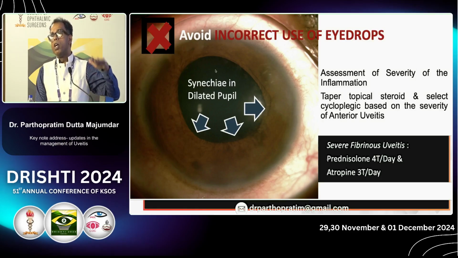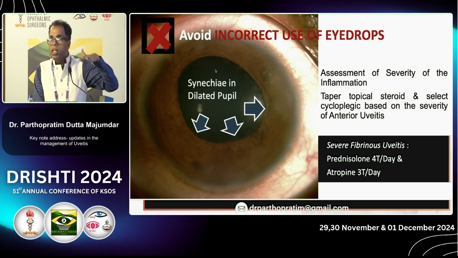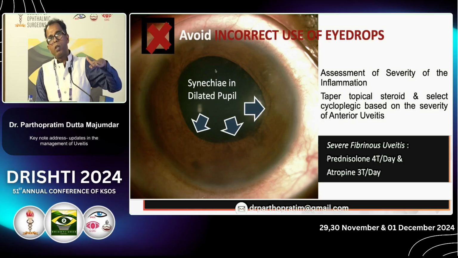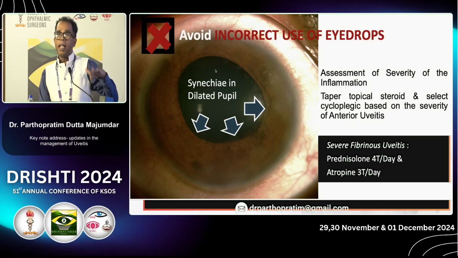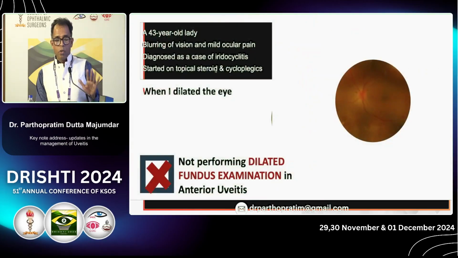gradually taper down. So, if your tapering of the topical steroid is too quick, you are just tapering the topical steroid, but the patient is on atropine, there are chances that the patient can develop synechia in a dilated pupil, and that will cause a lot of trouble because you will have a lot of photophobia and all. So beware of that.